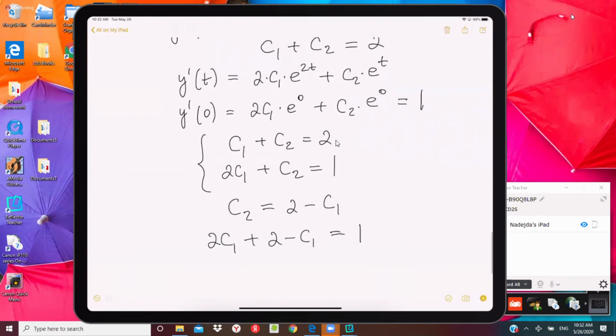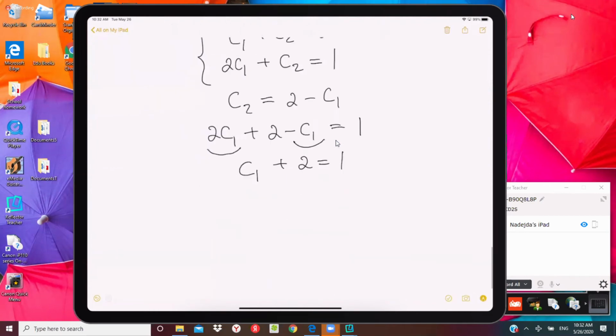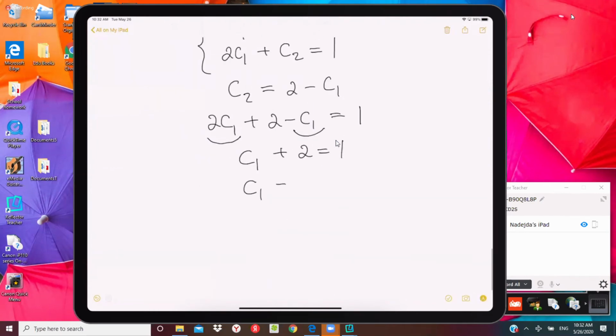Okay. So I'm going to combine the like terms here. So that would be c sub 1. And from there, c sub 1 equals -1. So from this relationship here, I'm getting c sub 2 equals 2 minus c sub 1, which is -1, and I'm getting 3. So any questions?